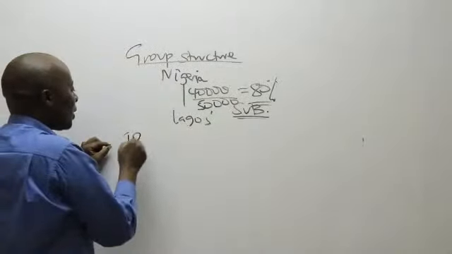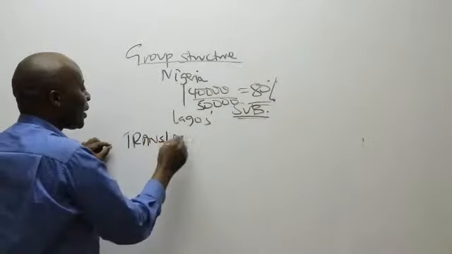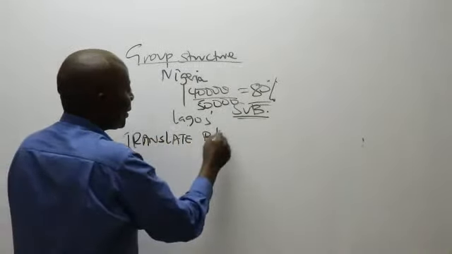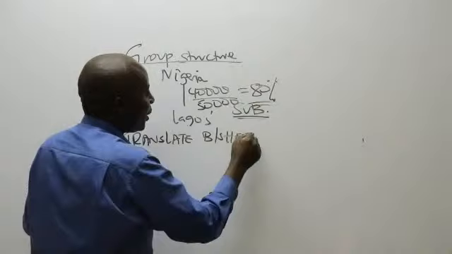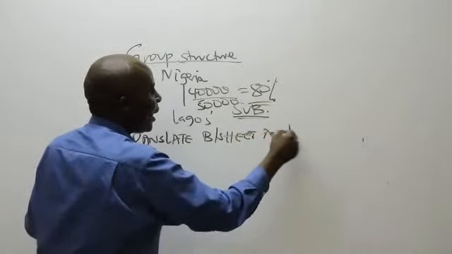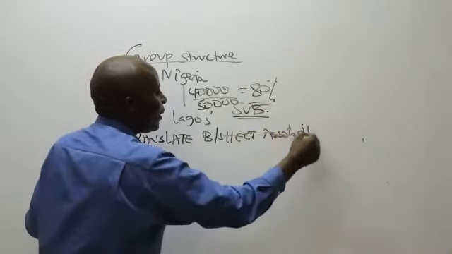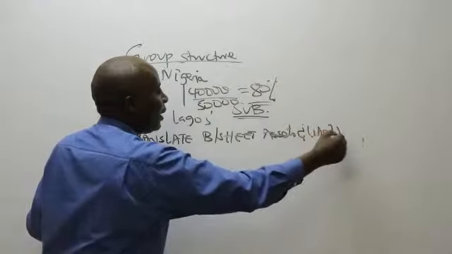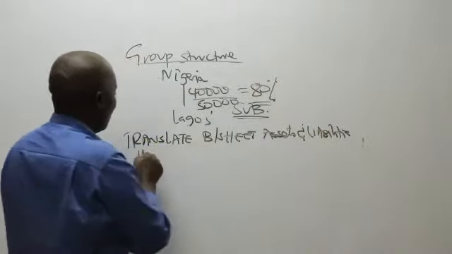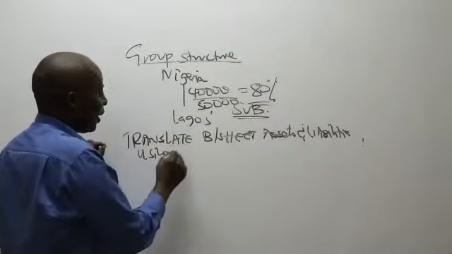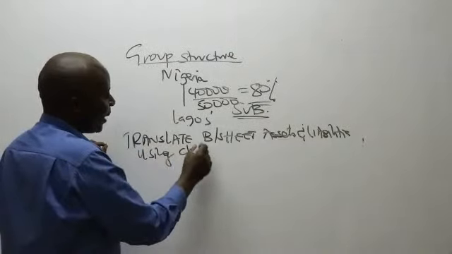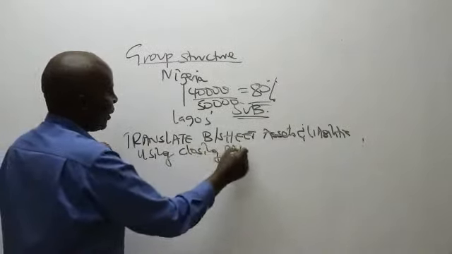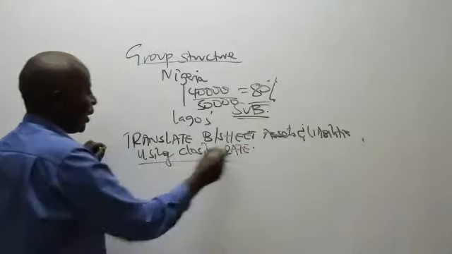So in this case, translate the balance sheet, assets, and liabilities using, wanasema namna gani somebody, using the closing rate. Hebu tuone kama tunawezana na hii kitu kweli.